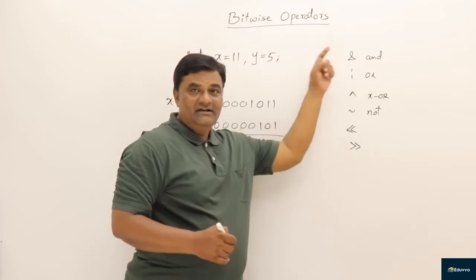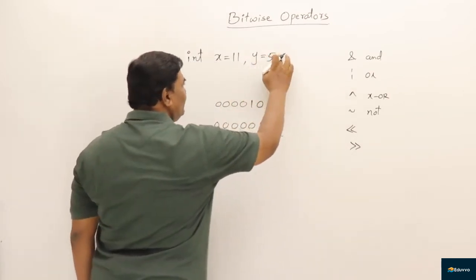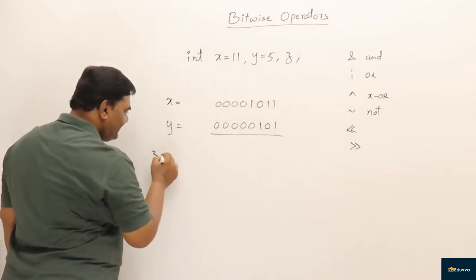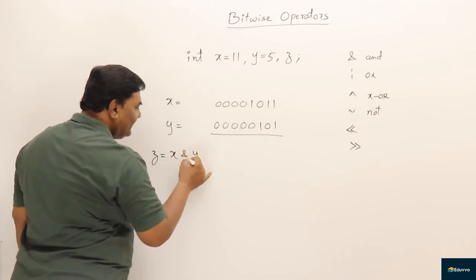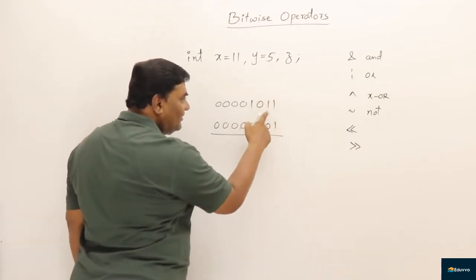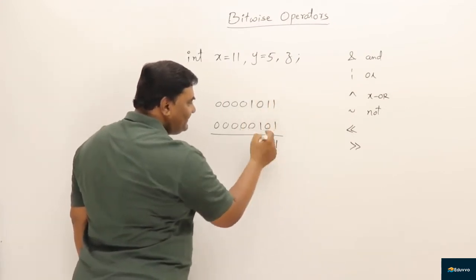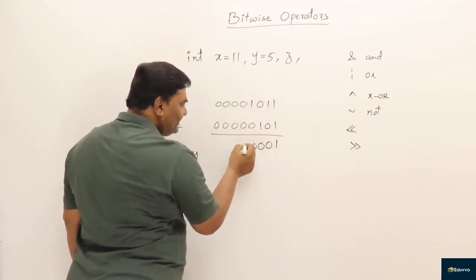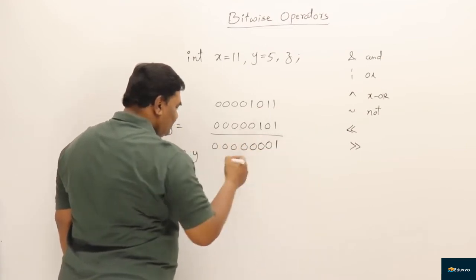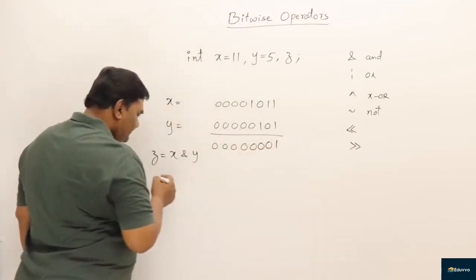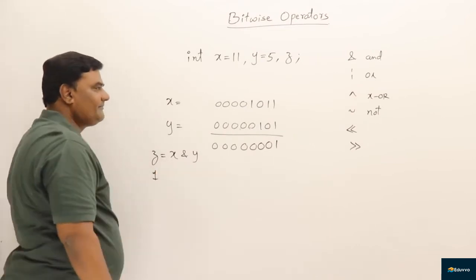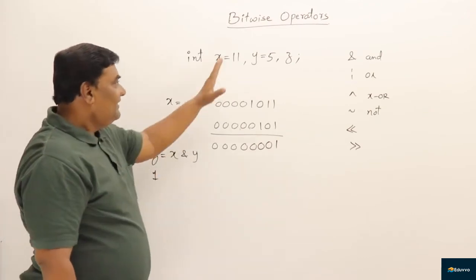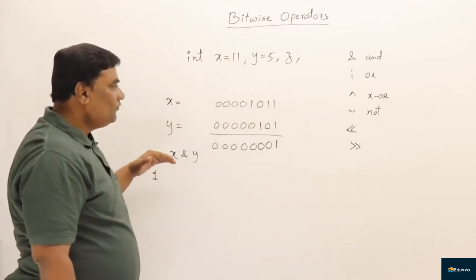And if I use AND operation now and try to store the result in one more variable z, let us see what happens. If I say z assign x and y, then these bits are ANDed. 1 and 1 is 1, 1 and 0 is 0, 0 and 1 is 0, 1 and 0 is also 0. So this will be 1. So in binary form, it is 1. So z will get the value 1. So this is how bitwise ANDing is performed. So if you AND 11 and 5, then the result is 1.